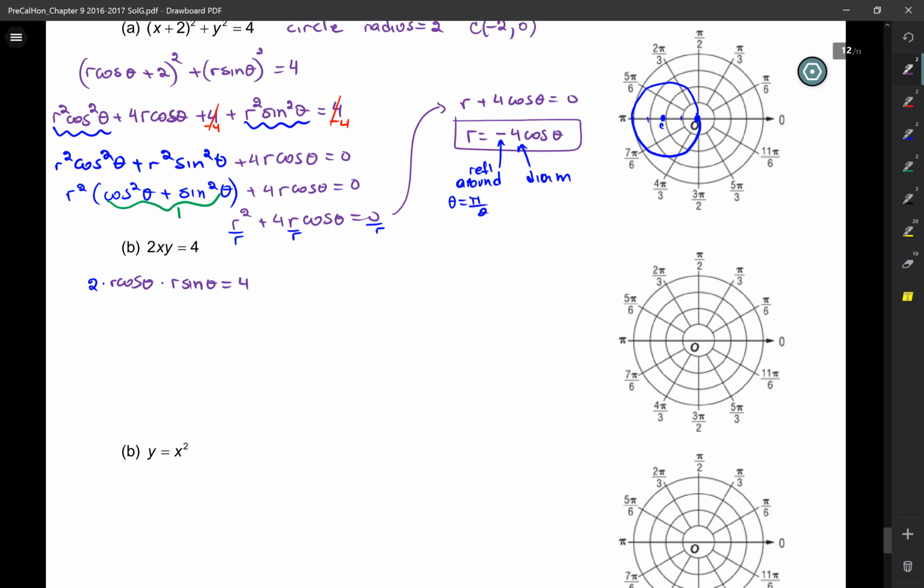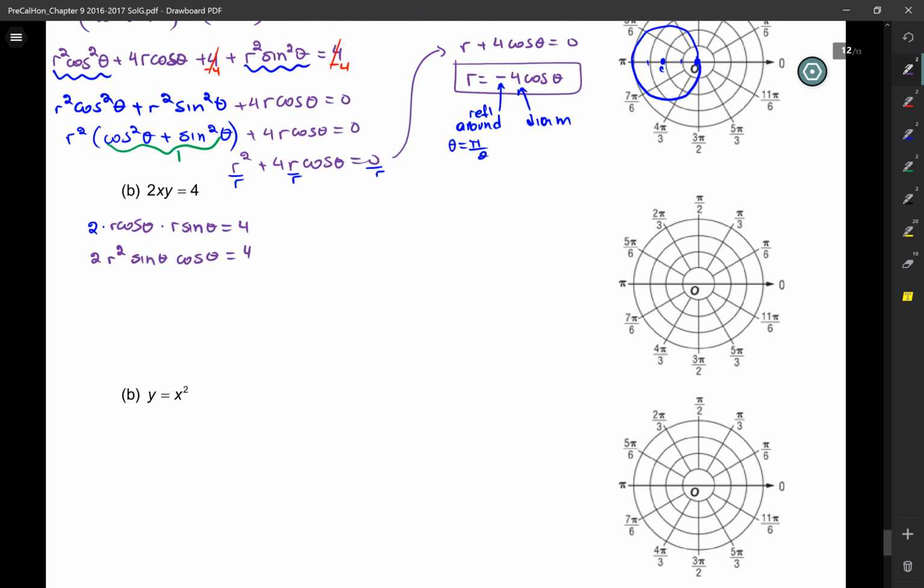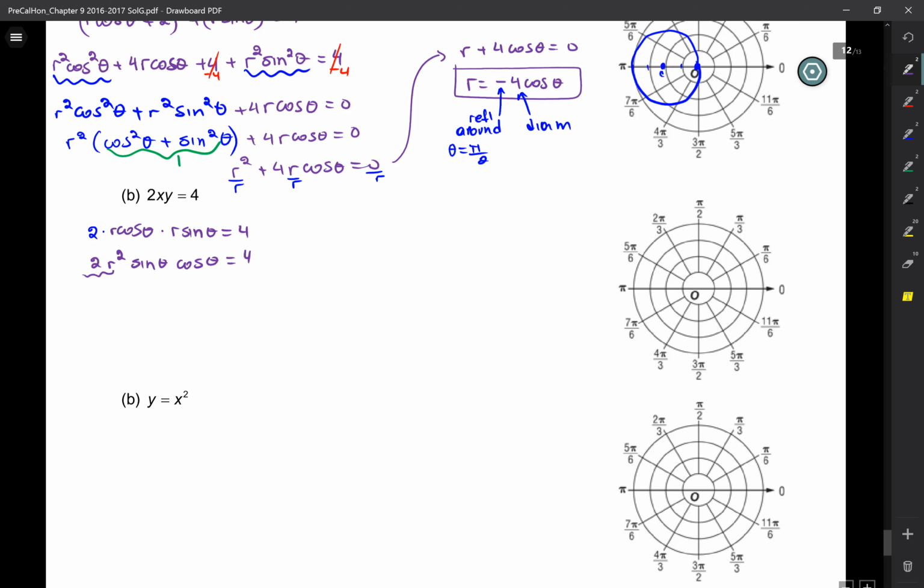You could, yeah. No, you know what? Don't. Just hang on for a minute. Okay. So what is this? This is 2r squared sine theta cosine theta. So this is equal to 4. Now, here's what we're going to do. I'm just going to change the order of the r squared and the 2 here. All right, so I'm just going to write it as r squared out there. 2 sine theta cosine theta is equal to 4.